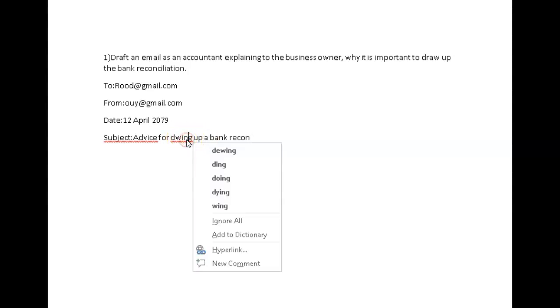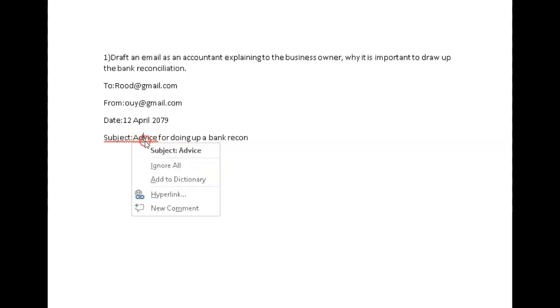advice for drawing up a bank recon. So you just rephrase the question, right? It's so ironic. I'm getting spelling mistakes already. Yeah, but I'm not good at English paper 3, so okay, so done.